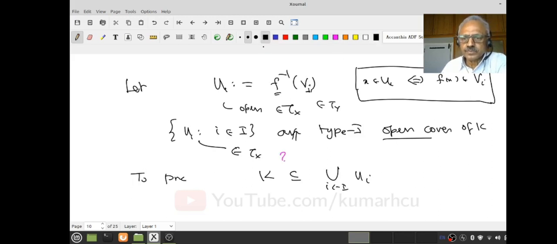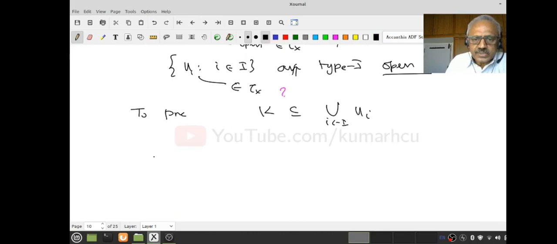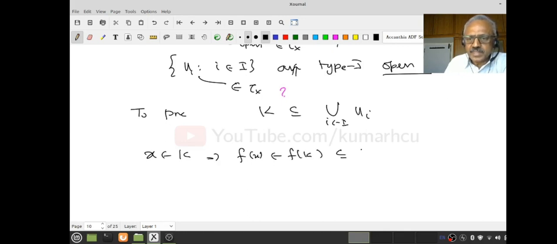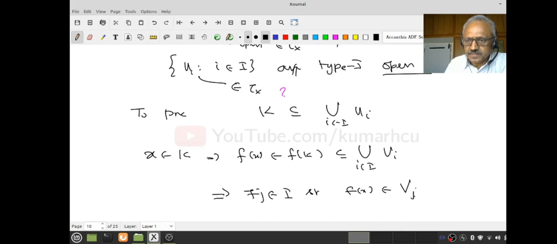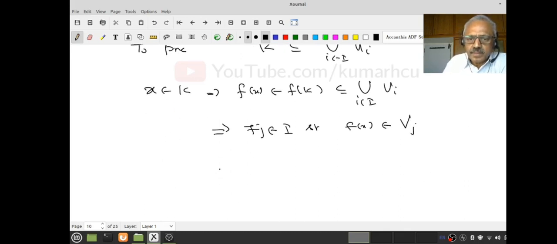Yeah, so let us do that. Let us start with any x in K, then that implies f(x) is in f(K), right? But f(K) is contained in the union of V_i, i in I. Okay, so what does this imply? This implies there is a j in I such that f(x) belongs to V_j, right? But this is the same as saying there is a j in I such that x belongs to f inverse of V_j.